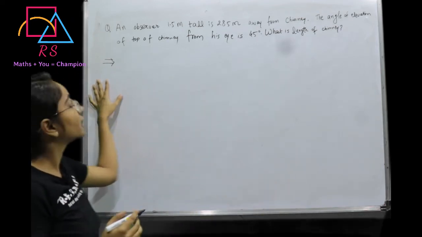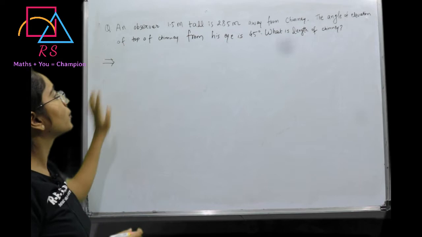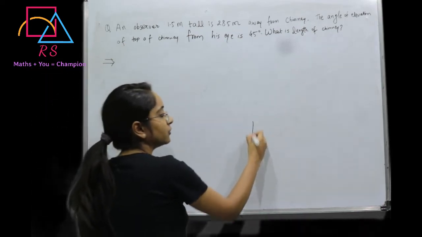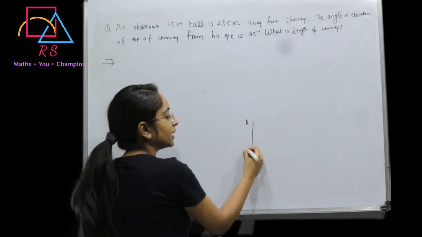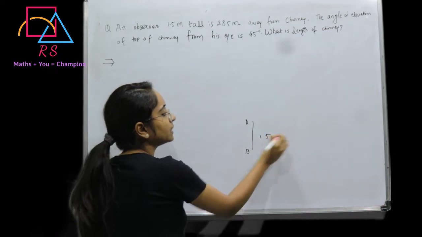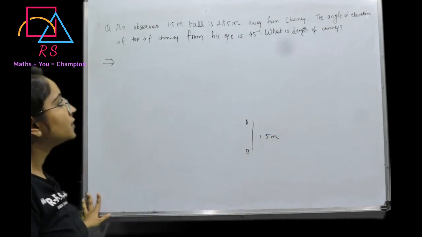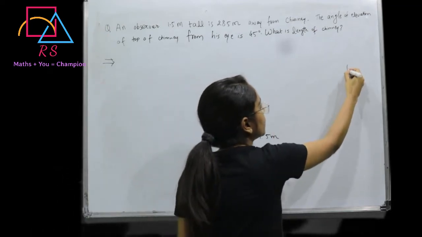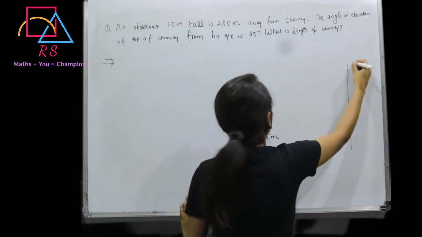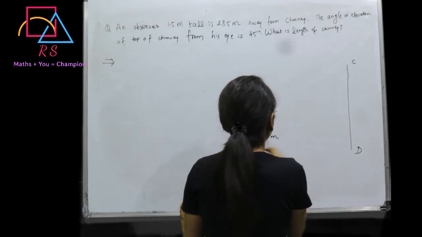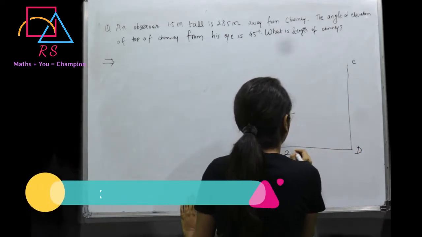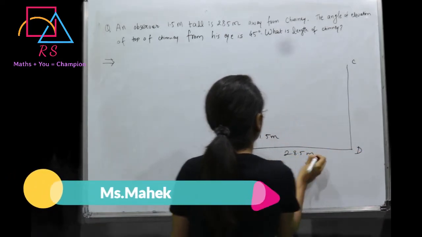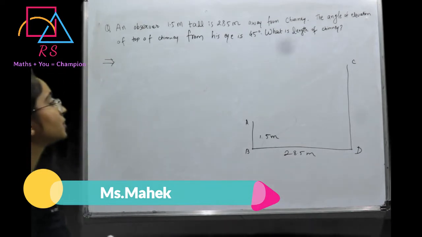So I'll just read out. The question says an observer is 1.5 meters tall. First of all, I'll consider an observer AB, which is 1.5 meters tall, and I have to consider a chimney, which is, as it says, 28.5 meters away. I will consider a chimney CD, which is 28.5 meters away. Observer is 28.5 meters away from chimney.